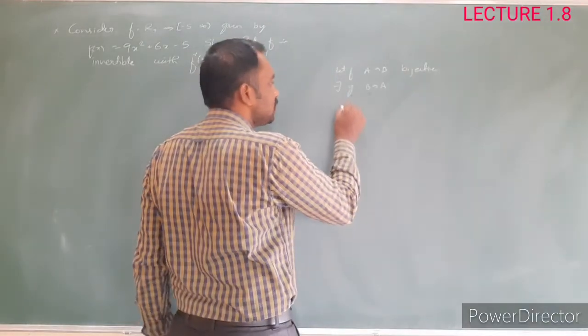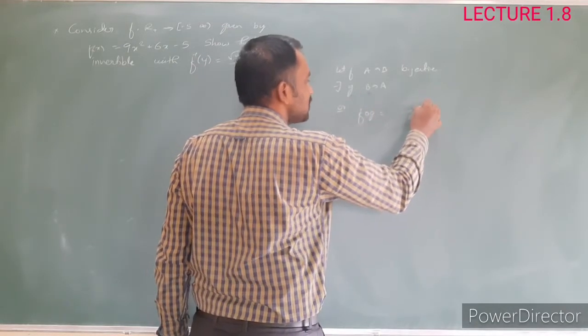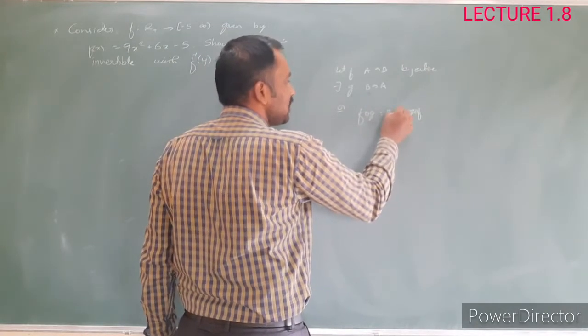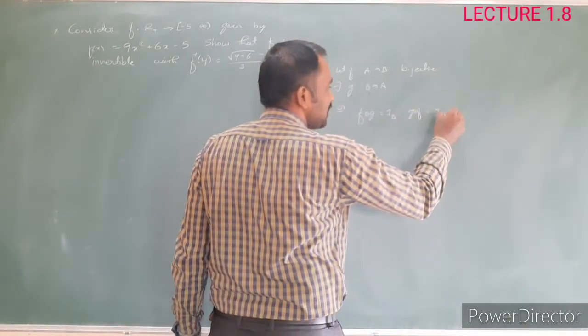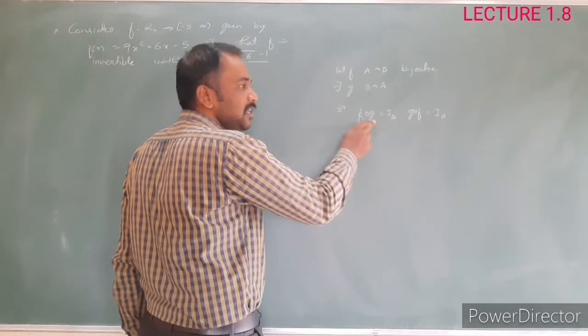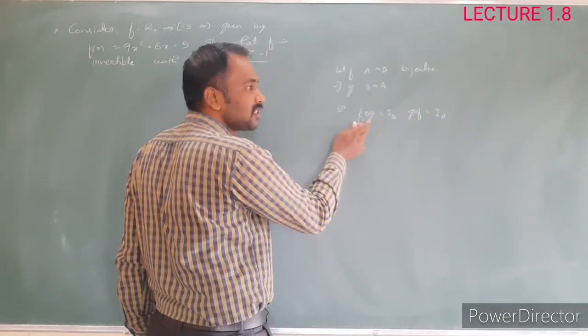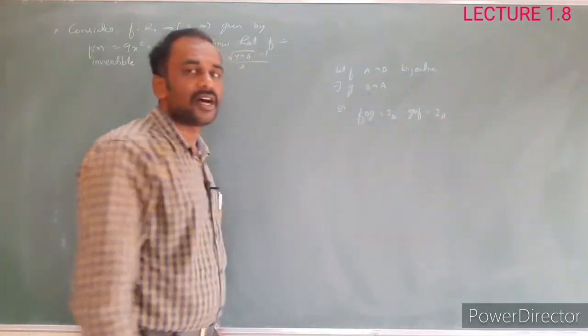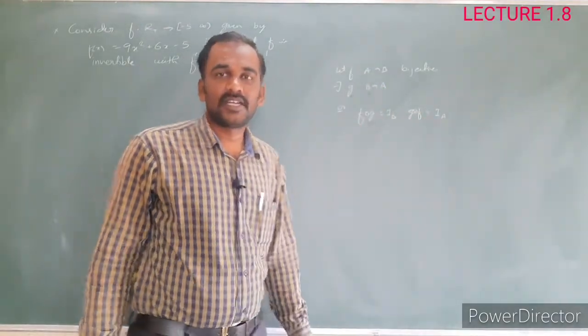Another one is by using the compositions: f circle g is the identity element on the set B, and g circle f is the identity element on the set A. Here, we have to consider the domain set of g and the domain set of f. Either you can use the first definition or the second definition.